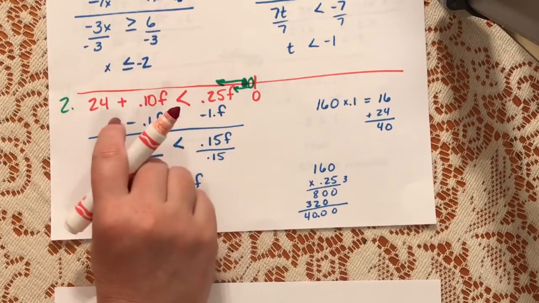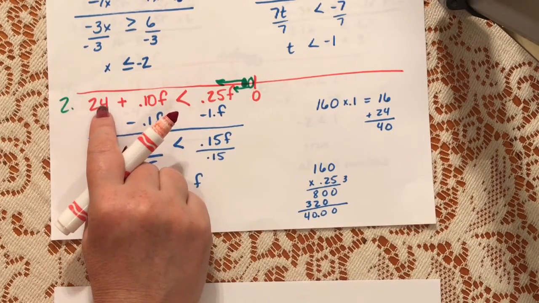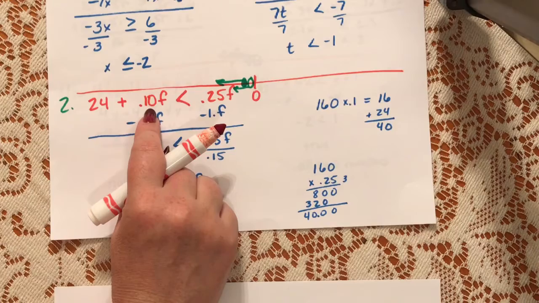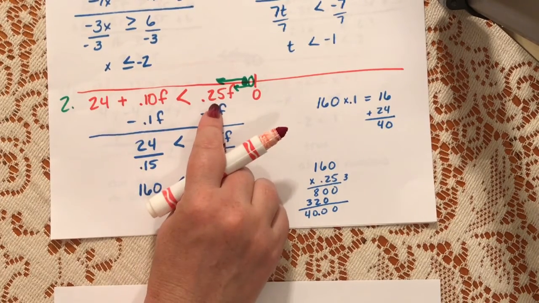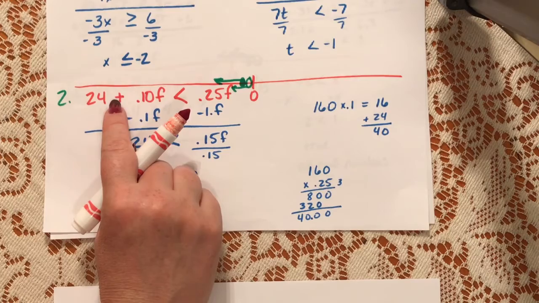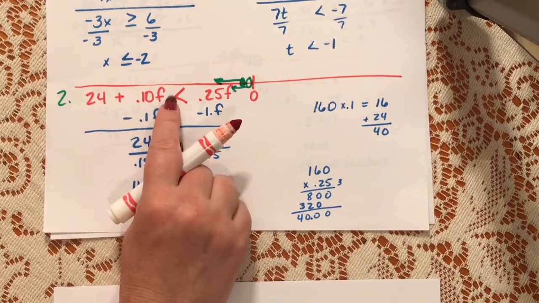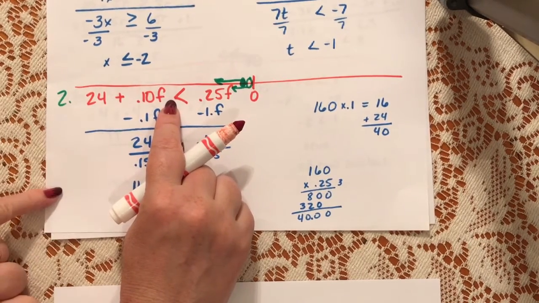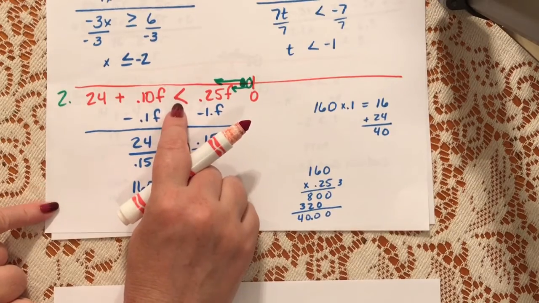Our next problem, A+ Advertising charges $24 plus 10 cents per flyer to print and deliver flyers. Print and More just charges 25 cents per flyer, no flat fee. How many can I order and have A+ Advertising be less? So, I'm solving for less than.